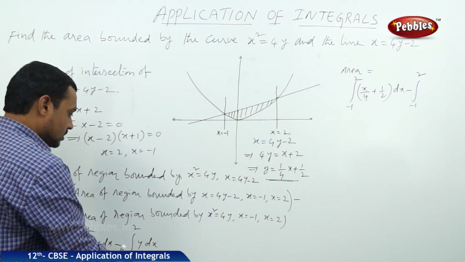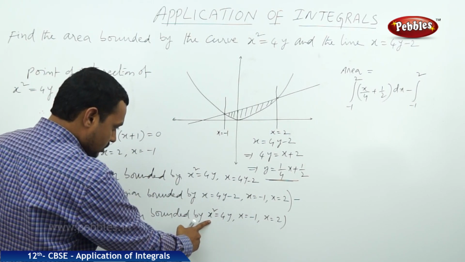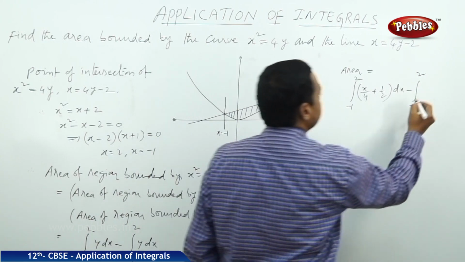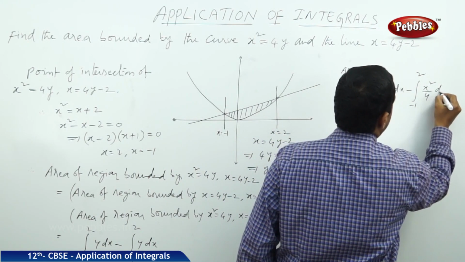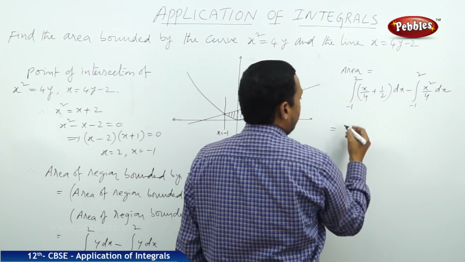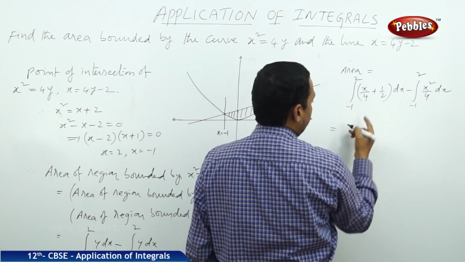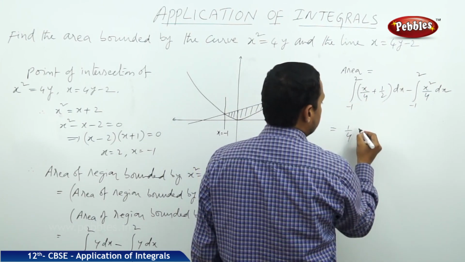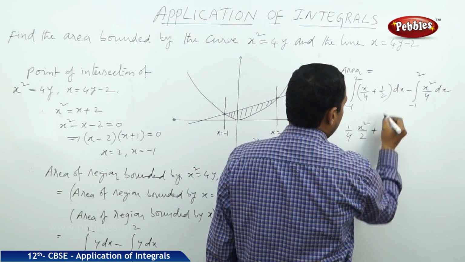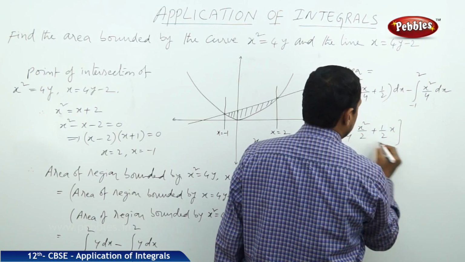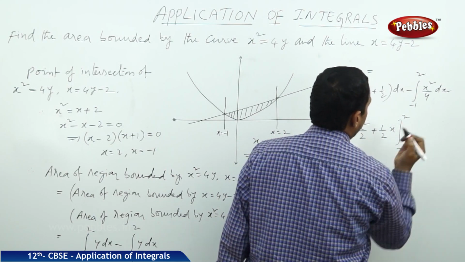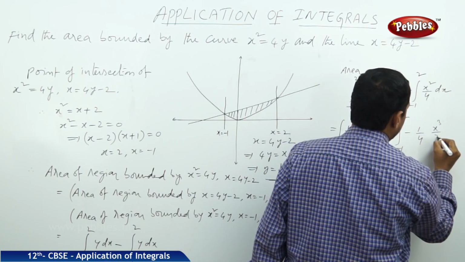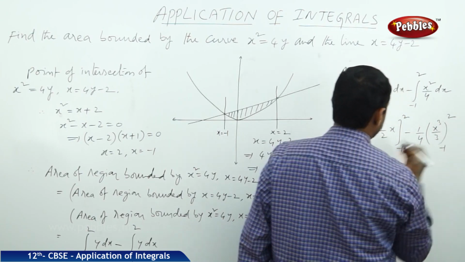Now y dx, here y from the curve x square is equal to 4y is x square by 4, x square by 4 dx. Now the integral of x by 4, 1 by 4 is constant, integral of x is x square by 2, plus 1 by 2 into integral of 1 dx is x, between the limits -1 to 2, minus 1 by 4 into integral of x square is x cube by 3 between the limits -1 to 2.